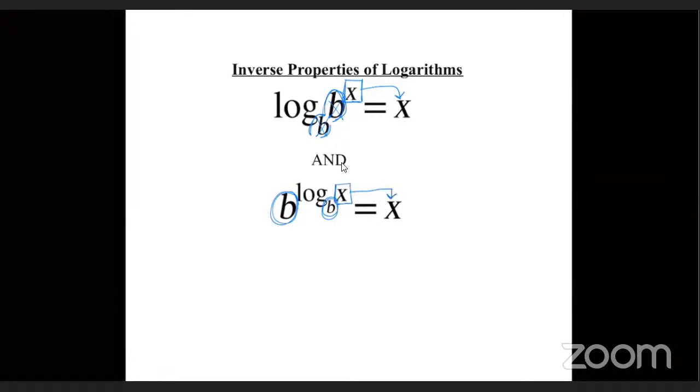So let's look at a very quick example. If we have something like log base 5 of 5 to the 8th, I don't need to know what 5 to the 8th is, because if the base of my logarithm and the base of my exponential match, our answer will be whatever other number is in the problem.